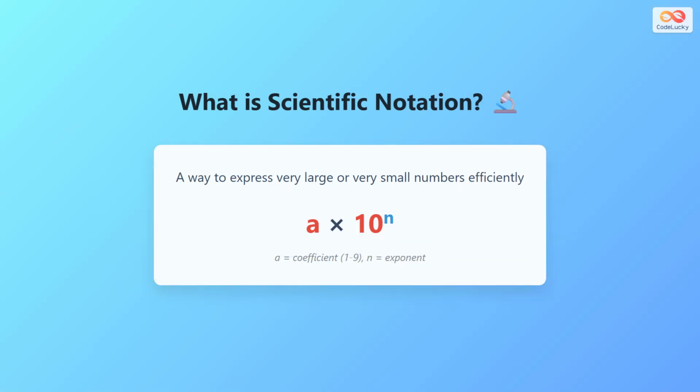What is scientific notation? It's a way to express very large or very small numbers efficiently. The formula for scientific notation is a times 10 to the power of n, where a is the coefficient, a number between 1 and 9, and n is the exponent.